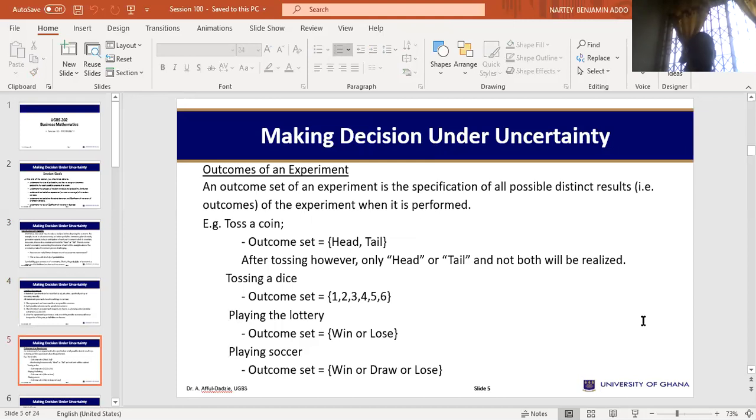And then we have what? Coin, head or tail. We have a die, which is also 1 up to 6. You can play a lottery game; depending on the set of numbers, the sample space for the lottery will be 1 to 90. That is if the numbers that are drawn are from 1 to 90. So you win or you lose and so on. Okay.